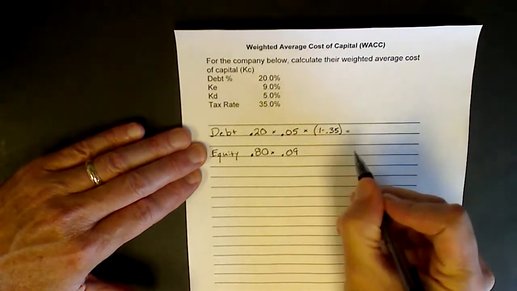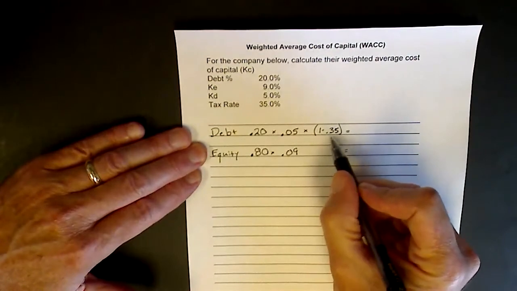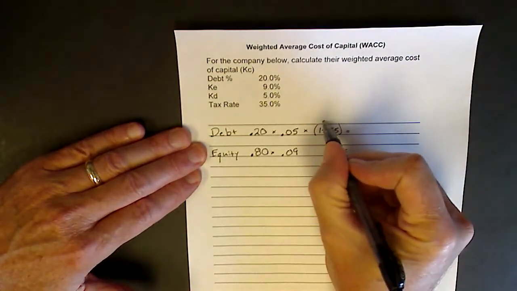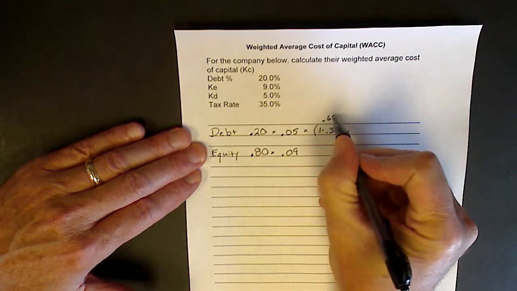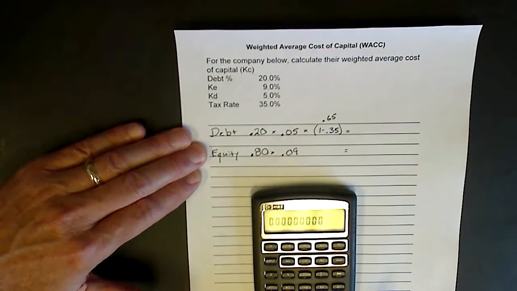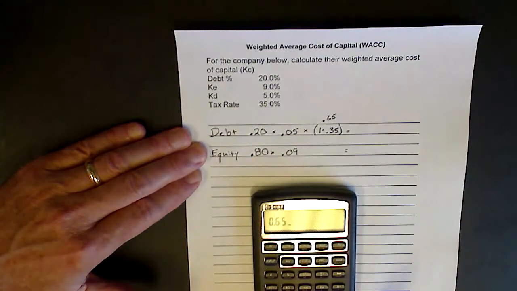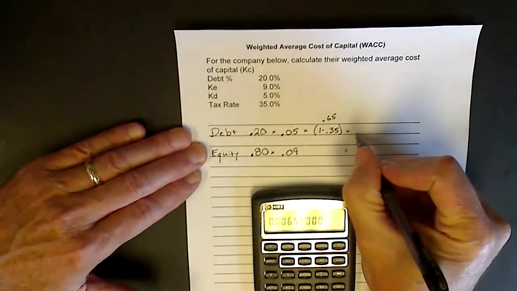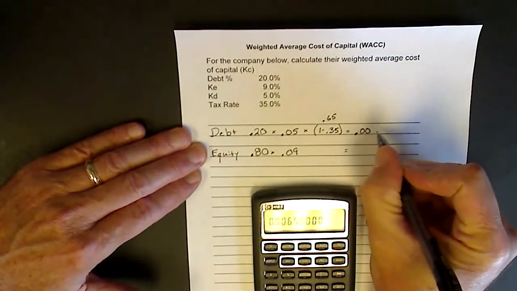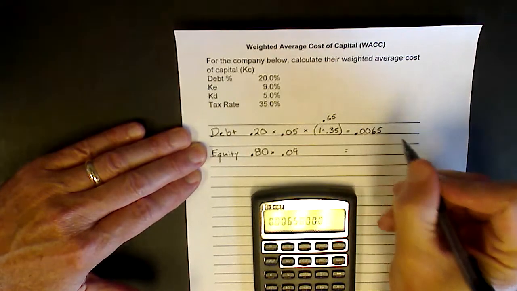Now I'm ready to solve this formula. 1 minus 0.35 is 0.65. So I'm going to multiply this top row: 0.65 times 0.05 times 0.2. And you'll want to take this number out to 4 decimal places, 0.0065.